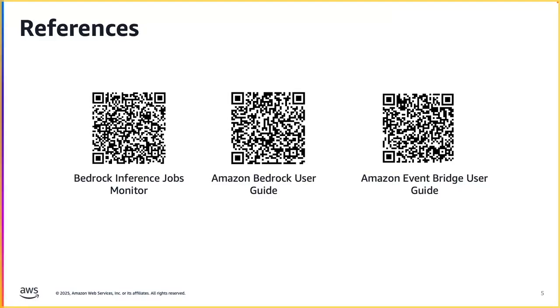Here are the three references that we would like to share with you. The first one is the Bedrock Inference Jobs Monitor. This is a scenario that we just walked through with the example. And these are the QR codes. The second one is the Bedrock User Guide. And finally, we talked about another service, Amazon EventBridge. So the user guide for that QR code is also listed here.